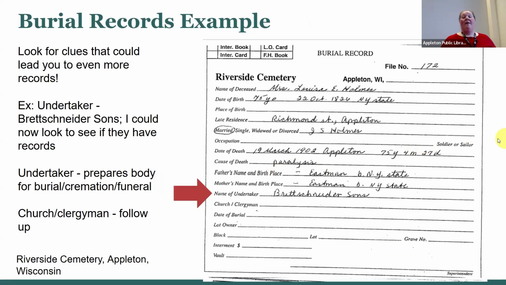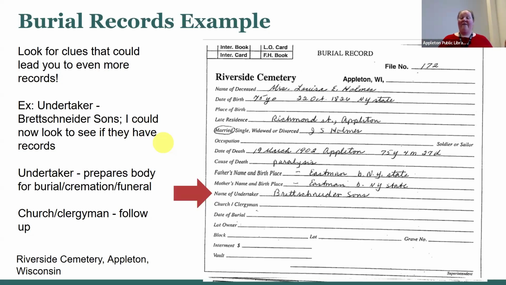Here's an example of a burial record that I have for my ancestor at Riverside Cemetery. So you want to look for clues that could lead you to more records. So for example, like I showed you here, here's the name of the undertaker, it's Brett Schneider Sons. So now I could look to see, okay, do they have records somewhere? Does that company still exist? If not, what happened to their records?